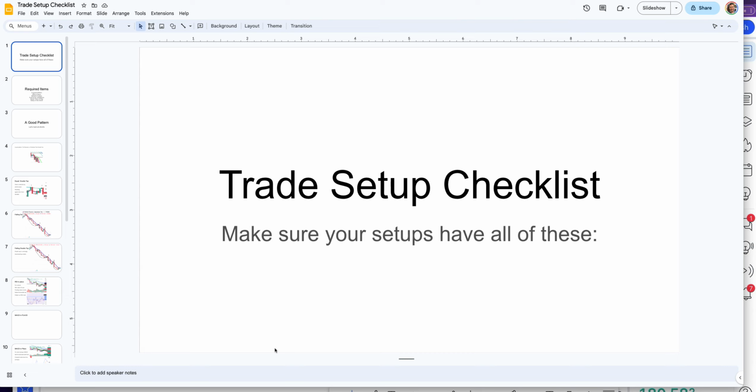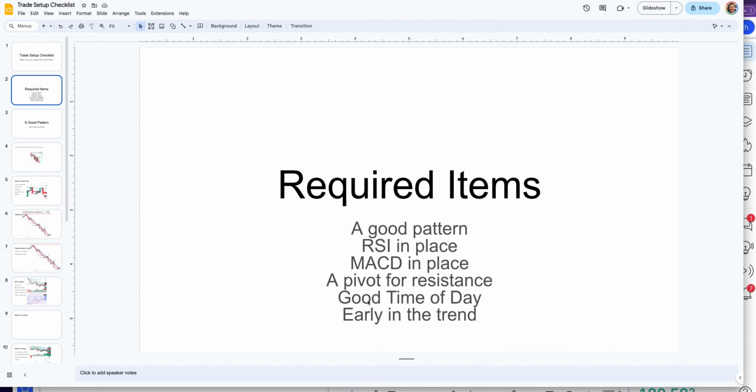Make sure your setups have all of the items that I'm going to show you right now. First, required items. You want a good pattern. I'm trading right now in 5 and 15 minute charts, not 1 minute charts much. And I'll show you a couple of examples of patterns that I trade. But you want a good pattern in place.